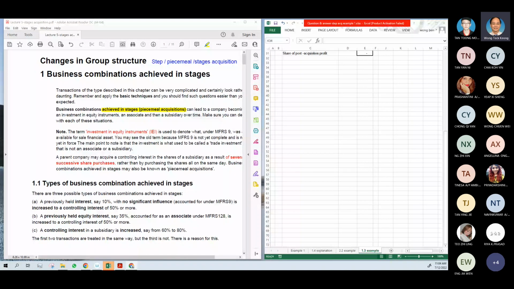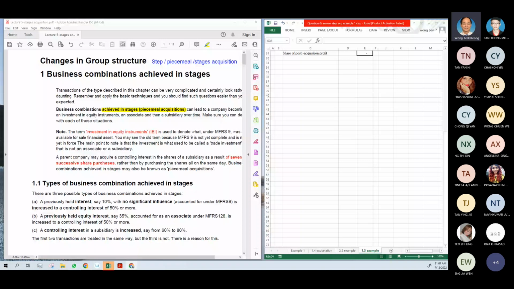Okay, so today we cover step acquisitions. This topic will be covered in your midterm, for your lecture 1 until today, lecture 5. Lecture 1 to lecture 5 will be in your midterm, in your progress test, and in your mock exam and your midterm. So you better pay attention to these topics.